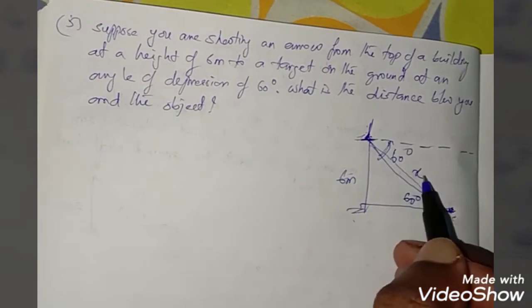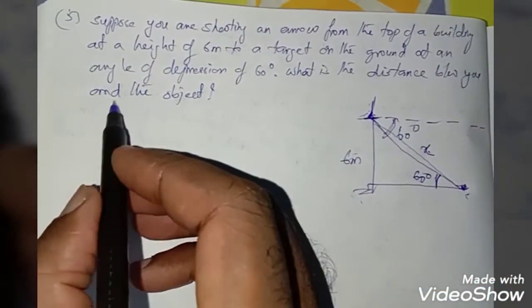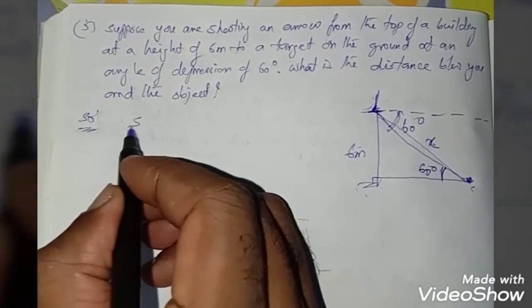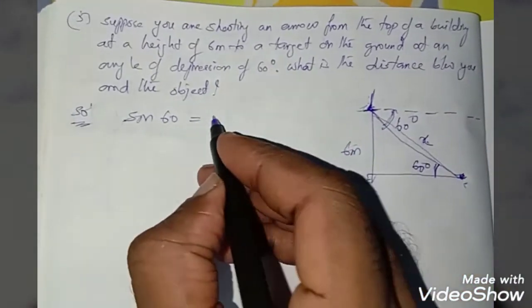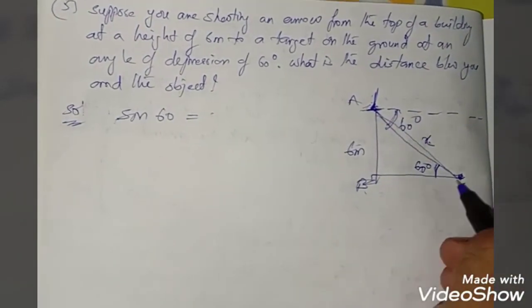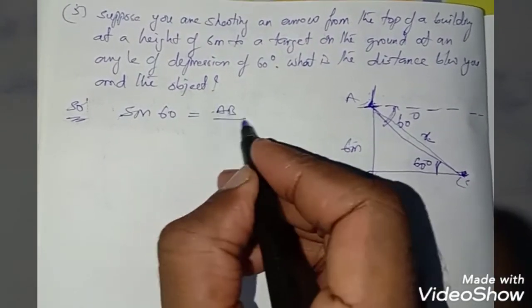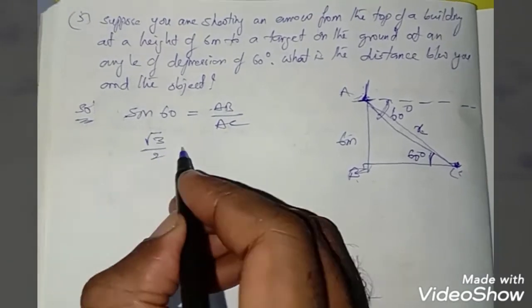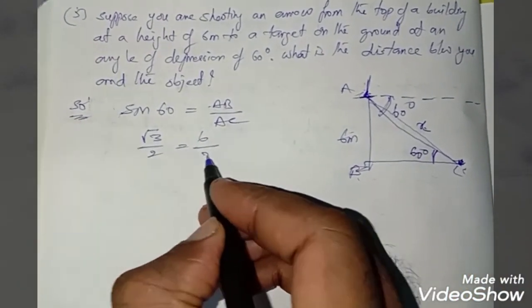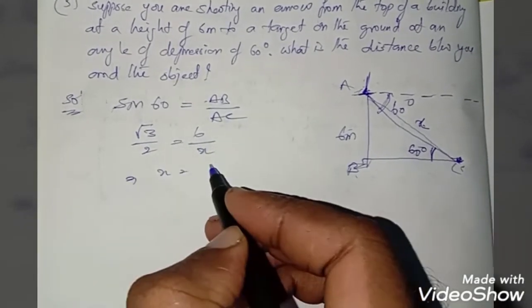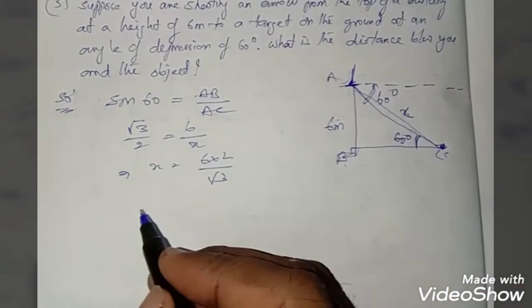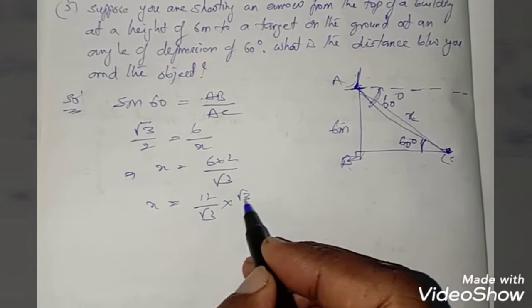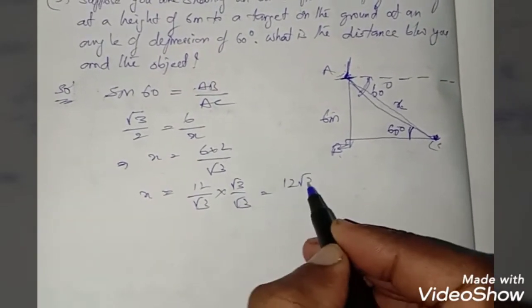Now this is opposite side and this is your hypotenuse. So based on opposite and hypotenuse, we will get in sine. So I can say here sine 60 is equal to, if I denote this as ABC, right? So AB by AC. Now sine 60 value root 3 by 2 is equal to AB value 6. AC is not given, x. Now if I cross multiply, x is equal to 6 into 2 by root 3. That is x is equal to 12 by root 3. Now if I rationalize, you will get 12 root 3 by 3.